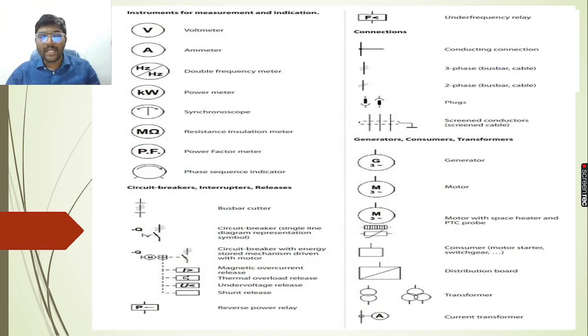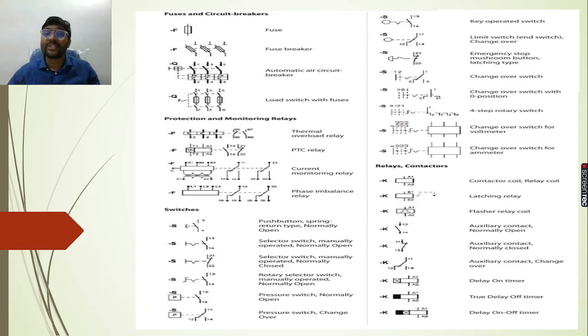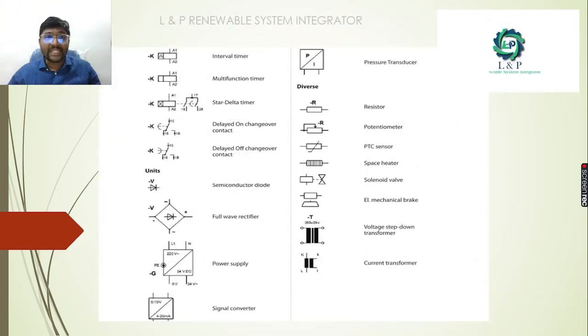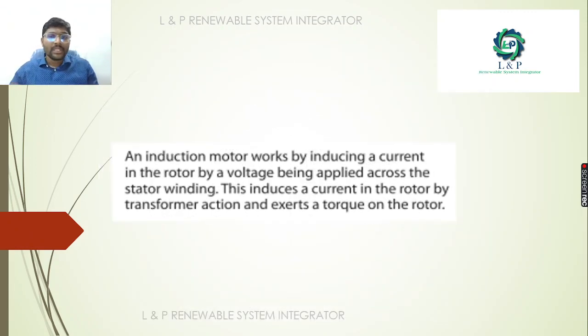As we told earlier in our discussion, we might be using so many symbols, short forms and abbreviations. So if you have any doubt regarding the instruments, short forms, abbreviations, circuit breaker symbols, generators, transformers, fuses on the circuit breaker, protection and monitoring relays, switches, relay and contactors, units and devices, kindly refer to this part so that you will have clarity regarding the abbreviations and symbols that we are using in our discussions. Okay, so induction motor.